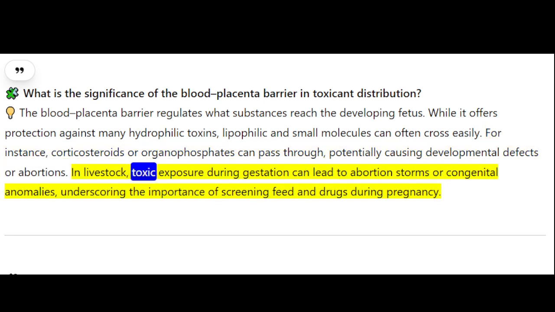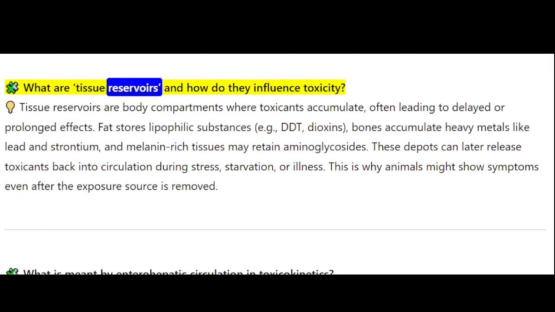In livestock, toxic exposure during gestation can lead to abortion storms or congenital anomalies, underscoring the importance of screening feed and drugs during pregnancy. What are tissue reservoirs and how do they influence toxicity?